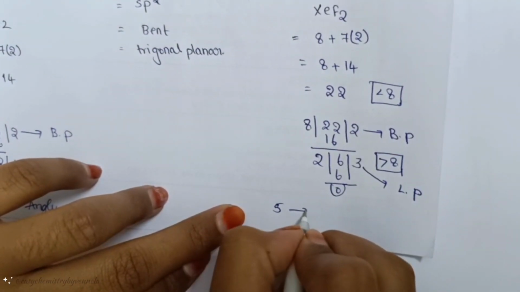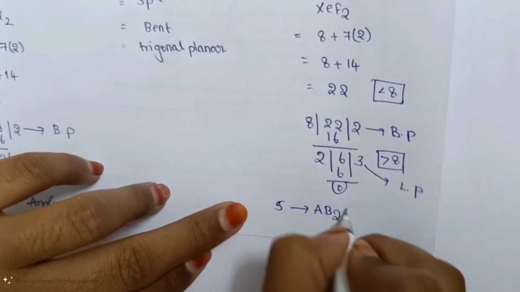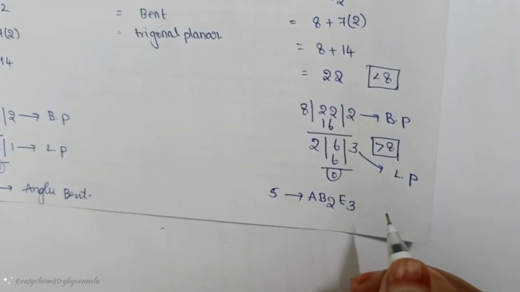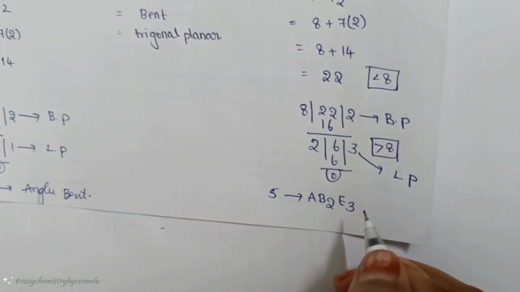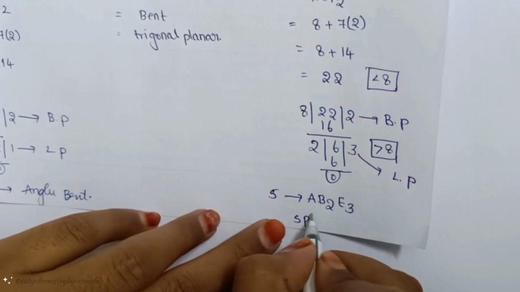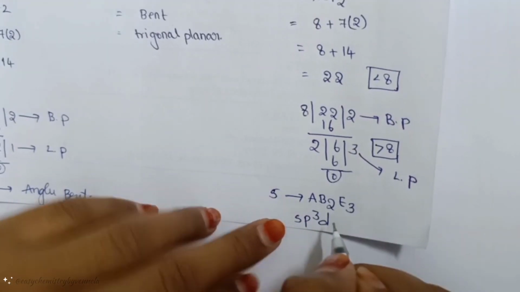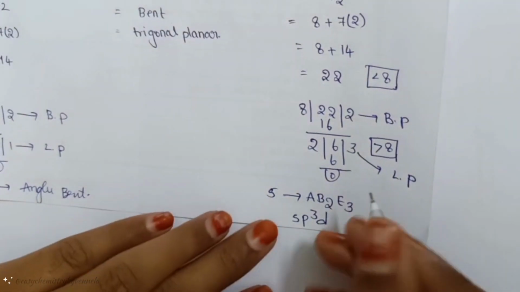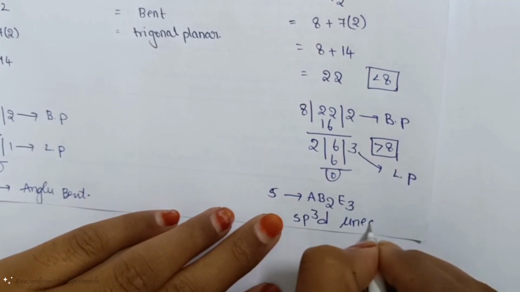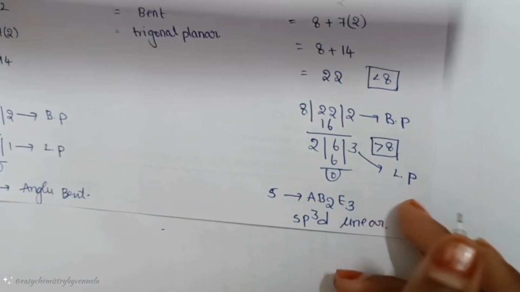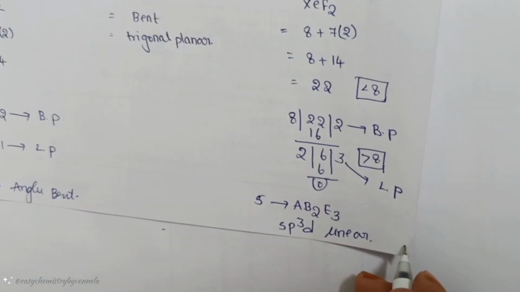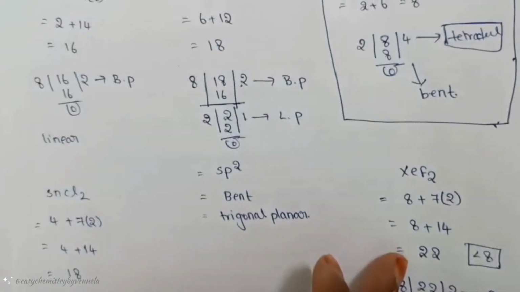Total 5. AB2E3 molecular type, this one. So what is the hybridization? sp3d. The shape is linear. I think I forgot, here I wrote XeF2. Okay, now we are clear about this.